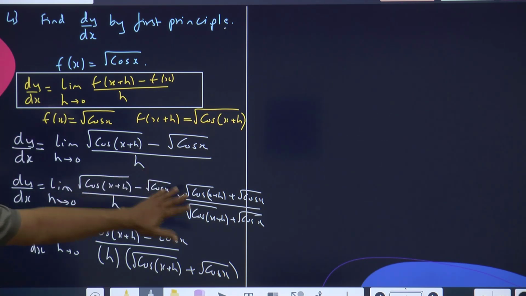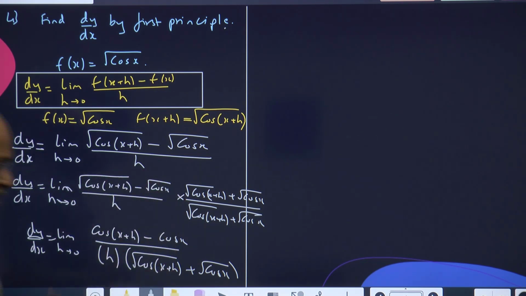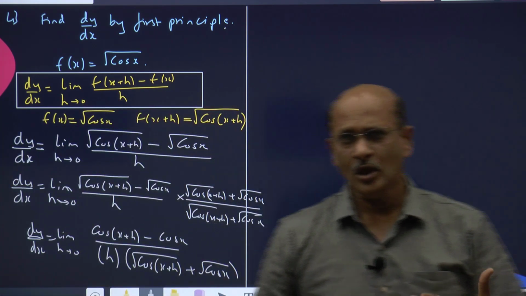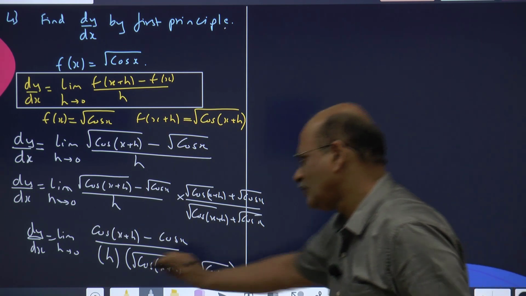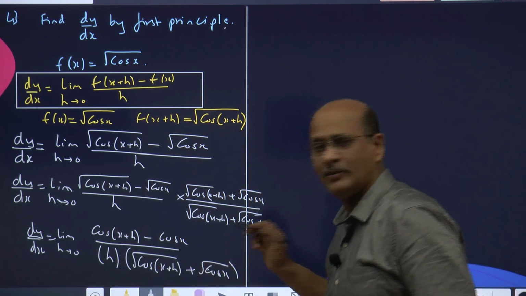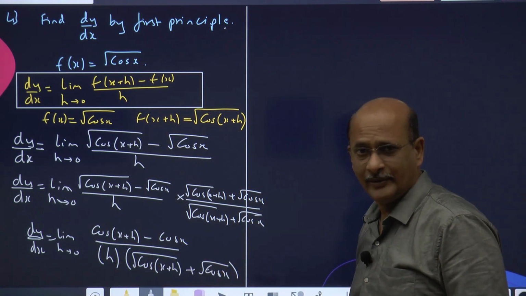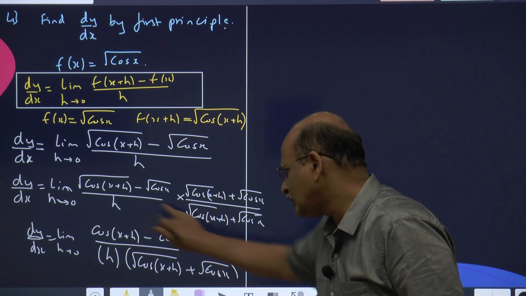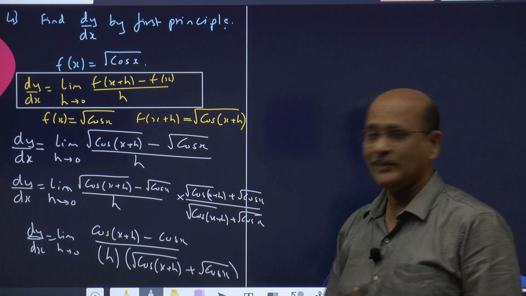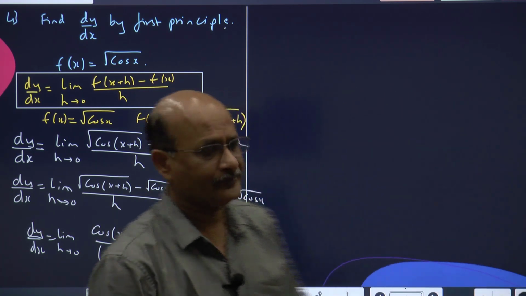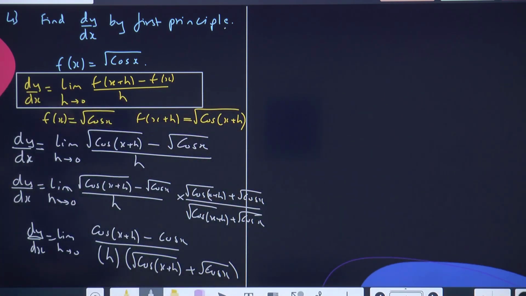Now after I rationalize this, I came to this situation. Now look at this. Who can tell me what you can do next? I cannot take the limit because h tending to 0 into anything will become 0. So I cannot take the limit now. I have to see whether I can simplify something in the numerator. Can you think of something you can do in the numerator? Think properly. The formula cos(a+b).